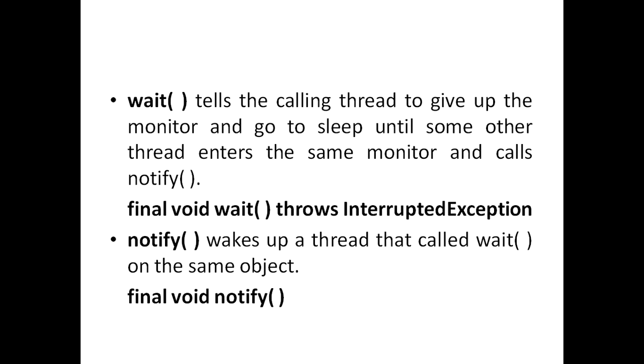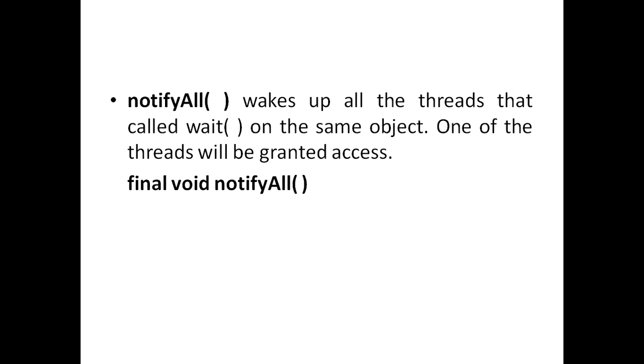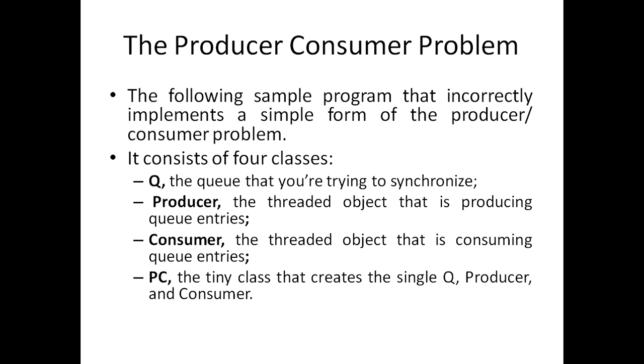The syntax of this is final void wait, which throws InterruptedException. Notify wakes up the thread that called wait on the same object. The syntax is final void notify. NotifyAll wakes up all the threads that called wait on the same object. One of the threads will be granted access. The syntax is final void notifyAll.